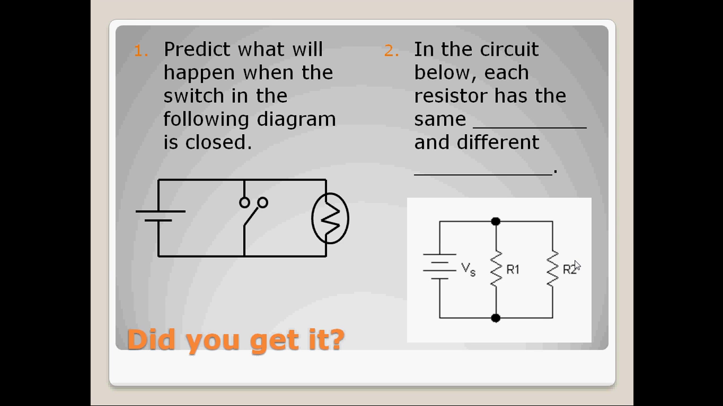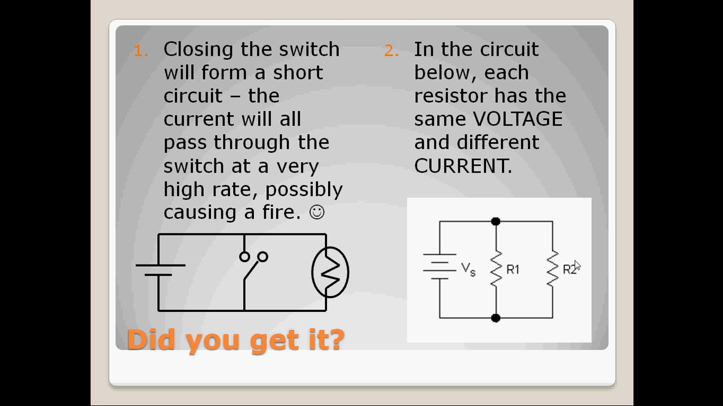All right, hope you're ready for the answers. Okay, so in our first question, what we would find is that if we close this switch, not only would our bulb cease to light up, we would have created a short circuit that could cause a fire. So basically by closing this switch, what we've done is we've created a very low resistance path, a virtually zero resistance path for the current to travel through. So when the current reaches this junction right here, all of it's going to travel through the closed switch, causing a very, very high current and all sorts of bad stuff.